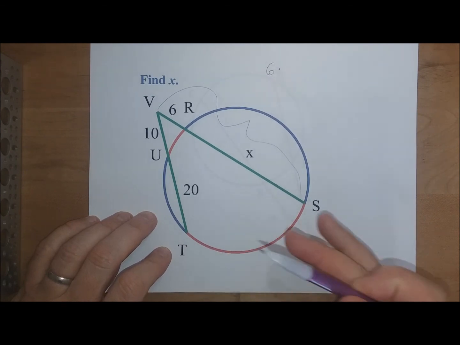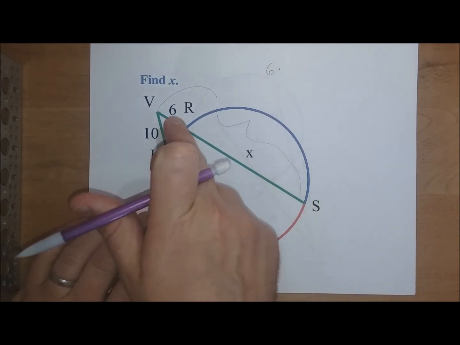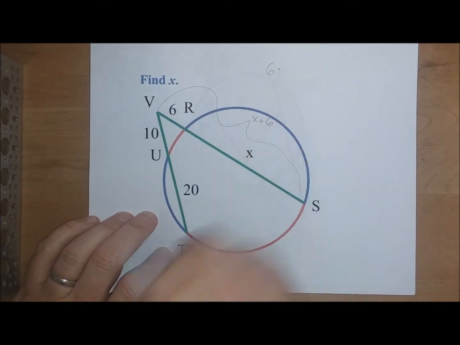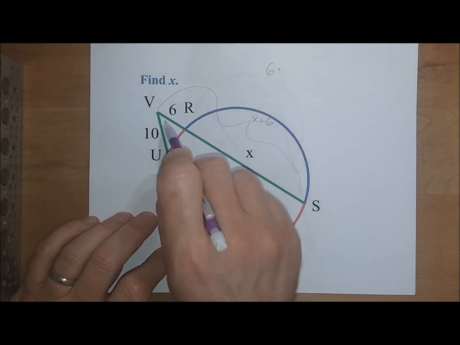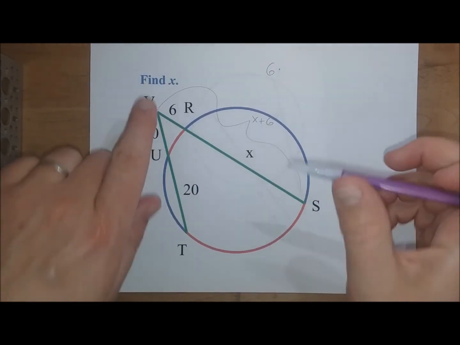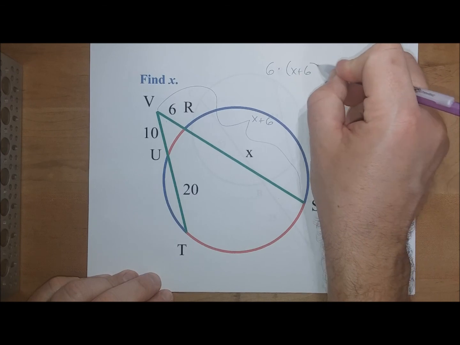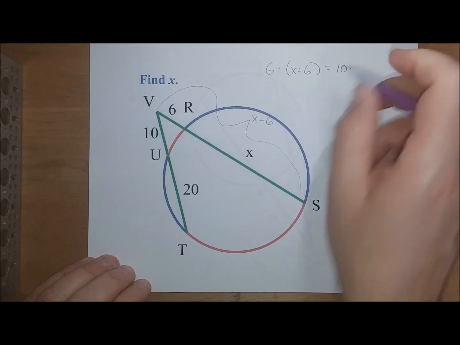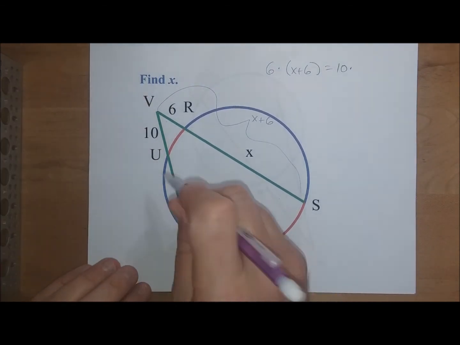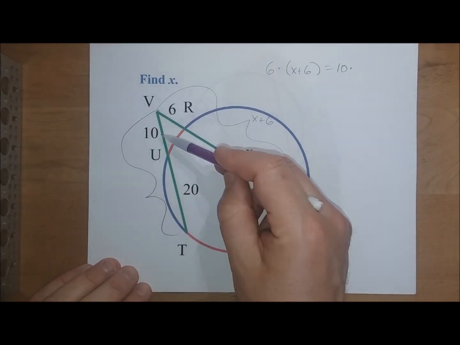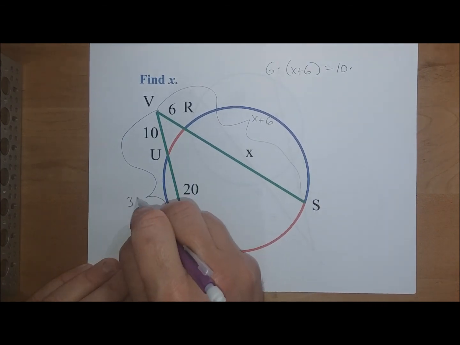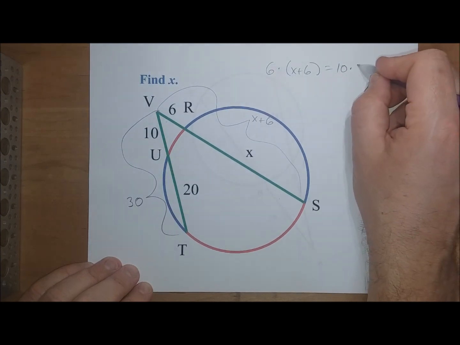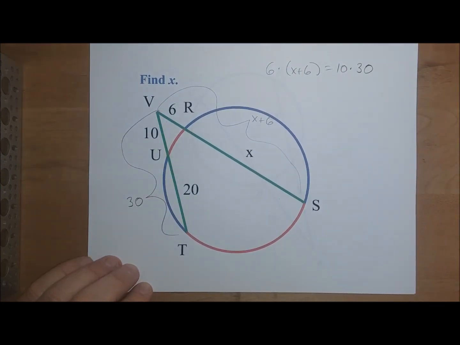You might want to get in the habit of doing this so that you don't accidentally multiply 6 times x. The whole secant is x plus 6, isn't it? So 6 times (6 plus x), or x plus 6, should equal this external segment, 10, times, how long is VT? If that's 10 and that's 20, then VT is 30 units long. So 6 times (x plus 6) should equal 10 times 30. That's how you set it up.